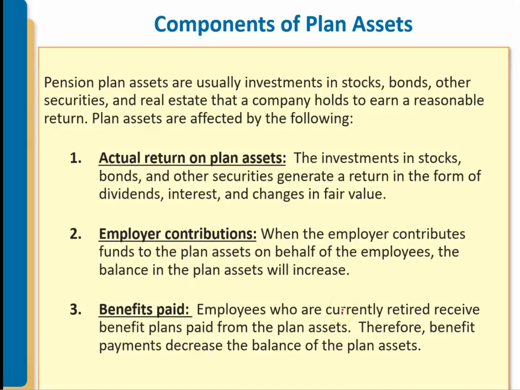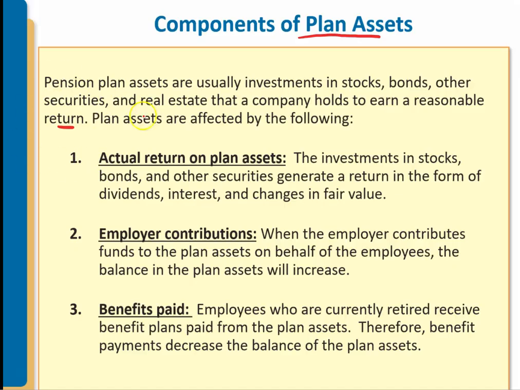The fourth component of pension expense is called expected return on plan assets. Before we talk about the expected return, let's talk about the different components that make up the plan assets. If you recall, plan assets are the investments that the company puts in stocks, bonds, and all sorts of investments so that the assets can earn a return, because that's what's going to be used to pay out the employees when they retire.